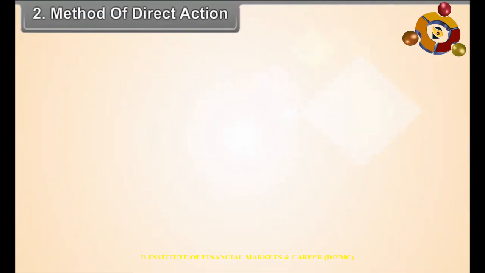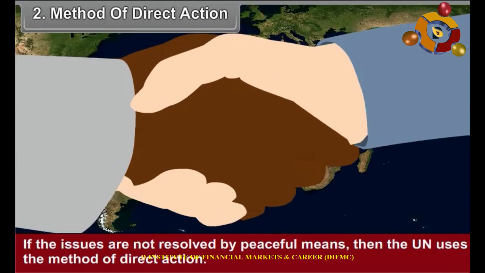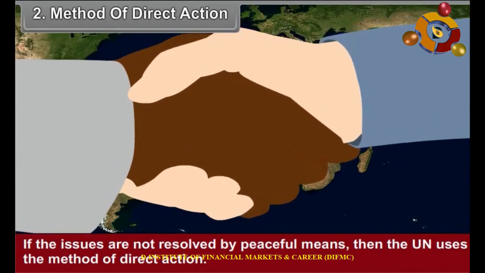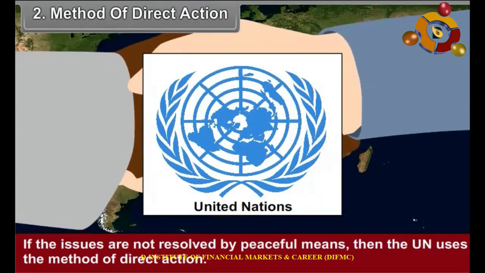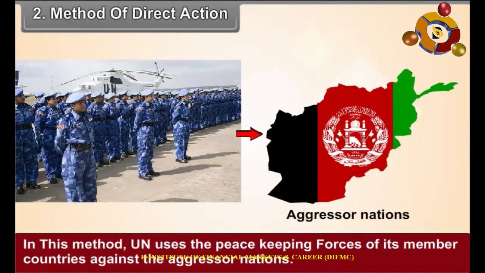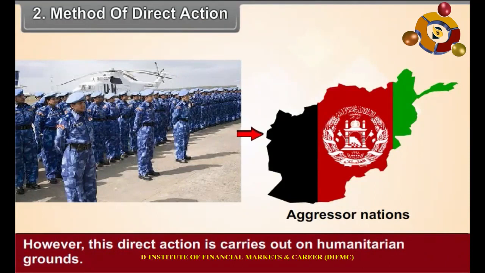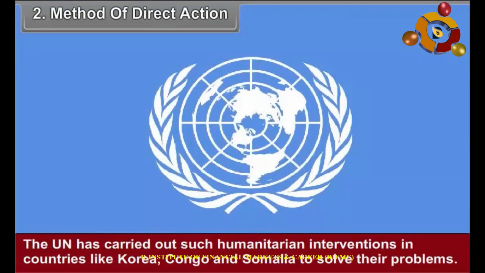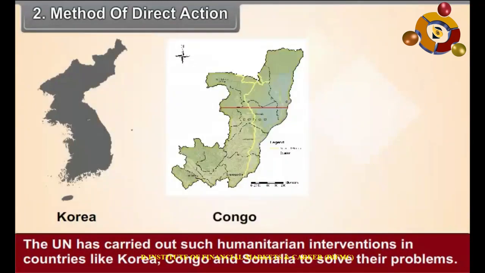2. Method of direct action. If the issues are not resolved by peaceful means, then the UN uses the method of direct action. In this method, the UN uses the peacekeeping forces of its member countries against the aggressor nations. However, this direct action is carried out on humanitarian grounds. The UN has carried out such humanitarian interventions in countries like Korea, Congo and Somalia to solve their problems.